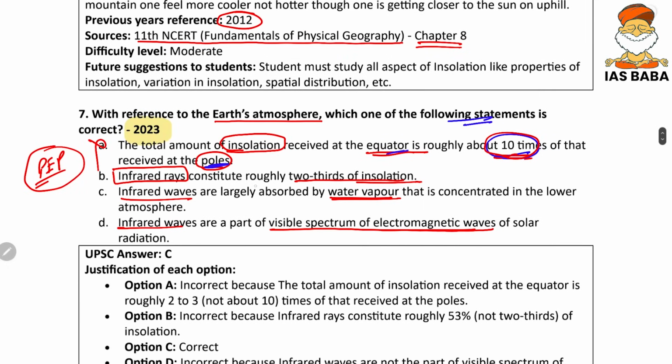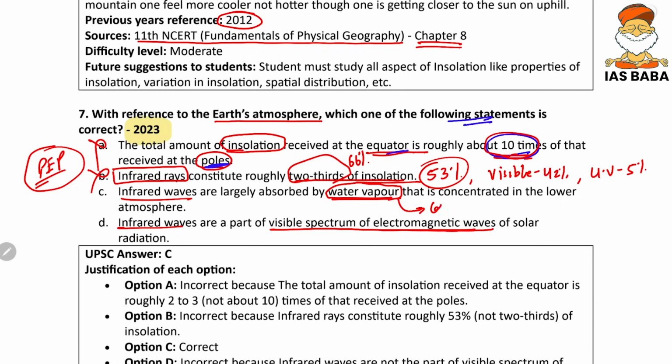Option B says infrared constitutes roughly 2/3 of the insolation. We studied that infrared constitutes 53%, visible light constitutes 42%, and UV radiation constitutes 5%. So it is 53%, not 2/3. 2/3 indicates 66%. If it were half, then this statement would have been correct. Statement C says infrared waves are largely absorbed by water vapor. Water vapor is an important greenhouse gas concentrated in the lower atmosphere. This is true, and because of this it causes atmospheric heating, right?